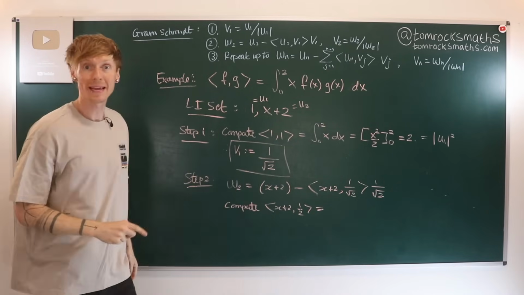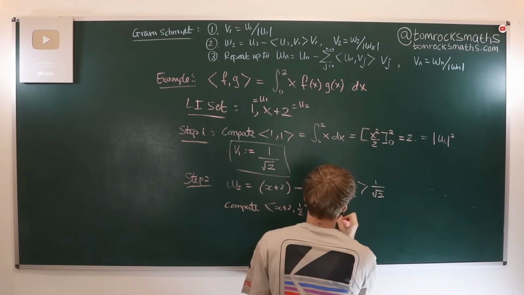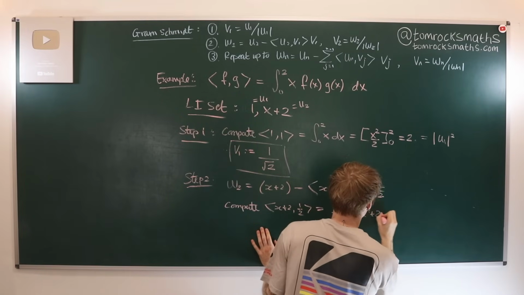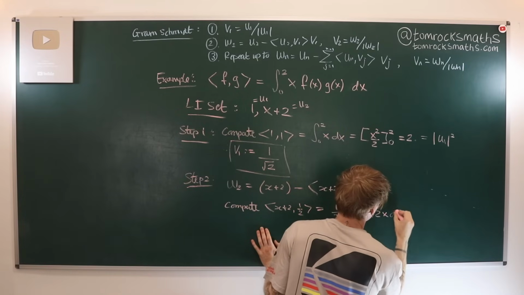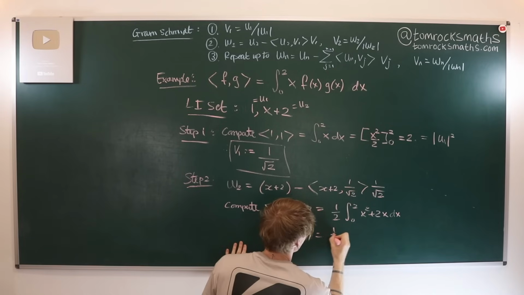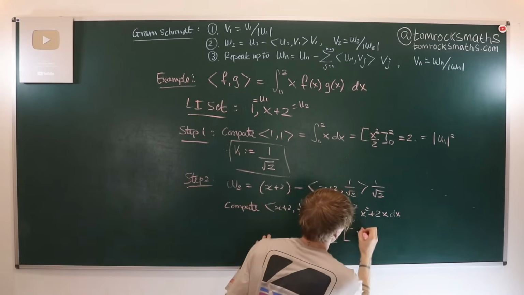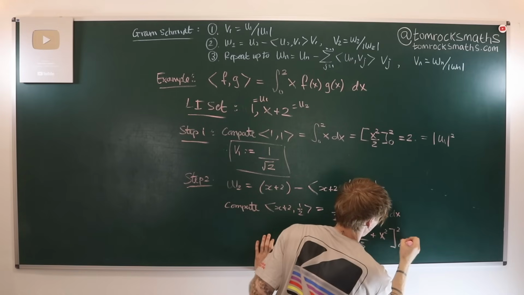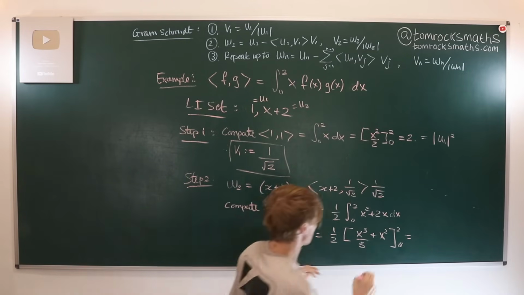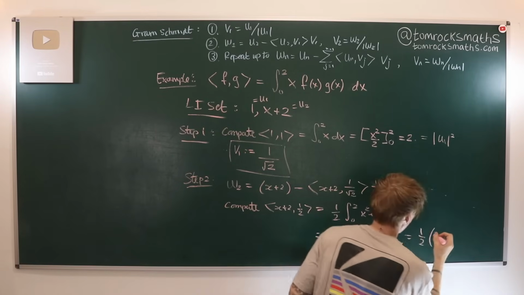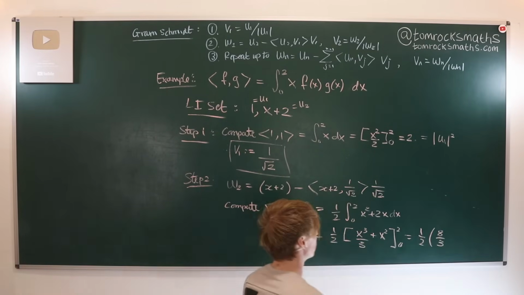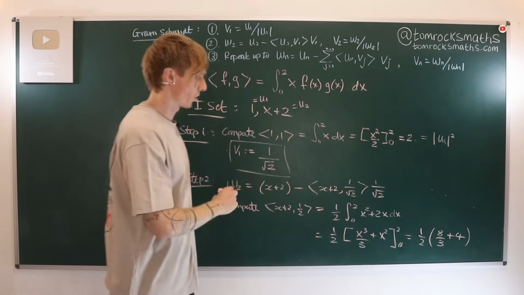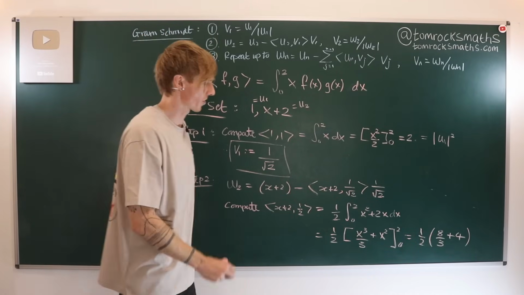So again, using our definition up here, that's going to be, pull the half out, and we've got the integral from 0 to 2 of x times x plus 2, so that's x squared plus 2x with respect to x. So we, again, leave the half outside, we do that integral. That's going to be x cubed divided by 3 plus x squared, and that's between 2 and 0. So that's going to give me a half multiplied by 8/3 plus 4. Okay, so that is the same as 4/3 plus 2, which is 10 over 3.